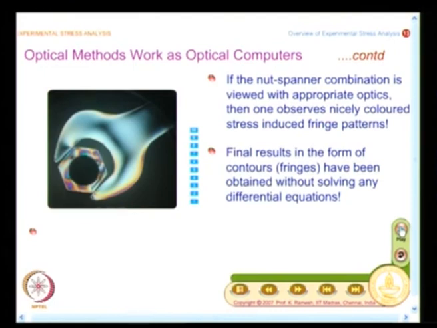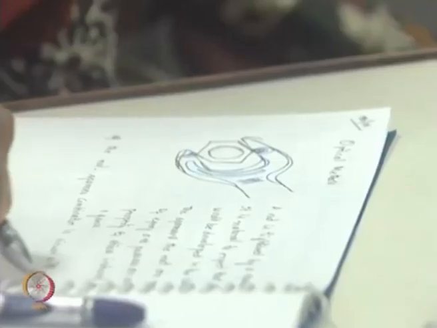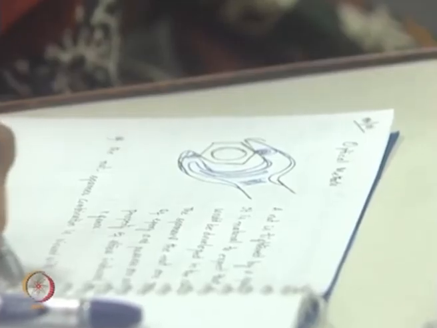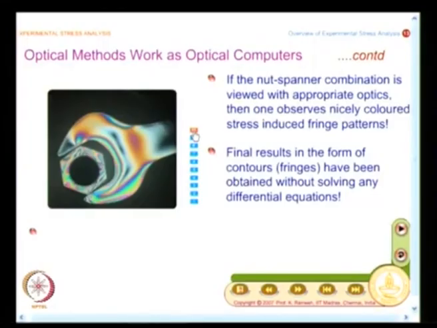If I had to do a similar exercise as a numerical approach, I would have to formulate the problem as a set of differential equations, solve it either in closed form or at least in the form of an approximate approach, then go to a computer, use plotting software and replot the values, then I will get these contours. So, in that sense optics has done the job for you. I could call this optical methods working as optical computers.